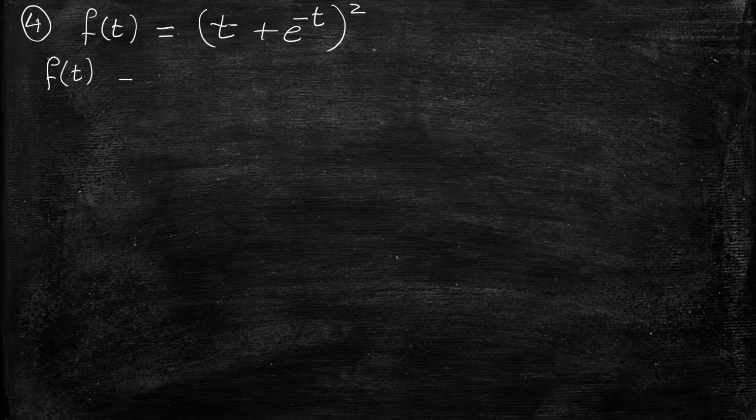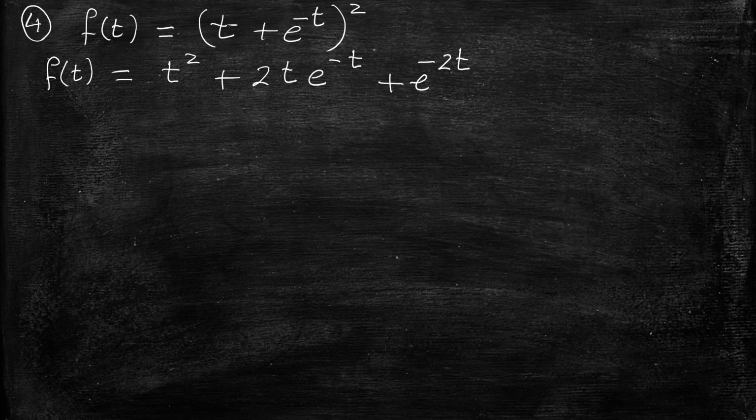Let's keep going. Let's see another function, f of t equals (t plus e to the power of minus t) all squared. Again, we don't know what happens if we have this bracket squared or cubed or to the power of any integer. The easiest way is to simplify this function to get the bracket resolved. So this will be t squared plus 2t e to the power of minus t plus e to the power of minus 2t.